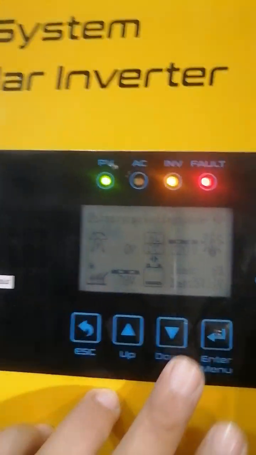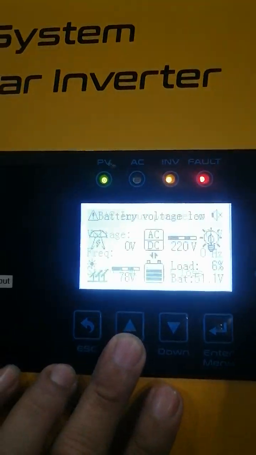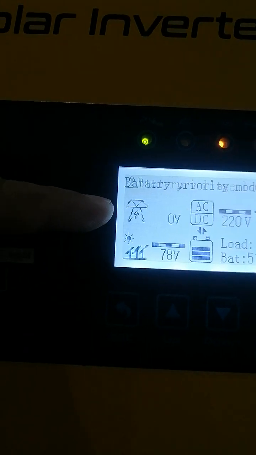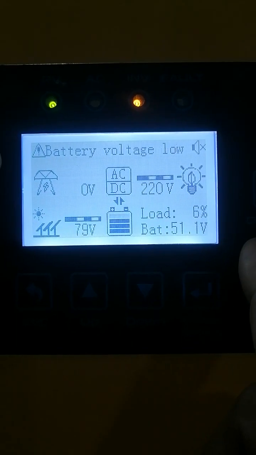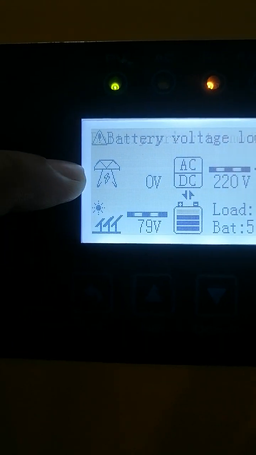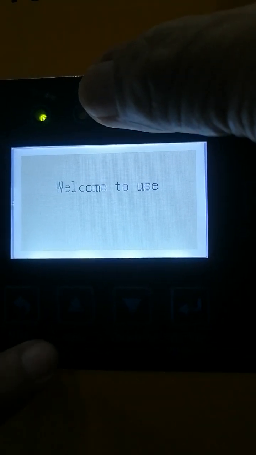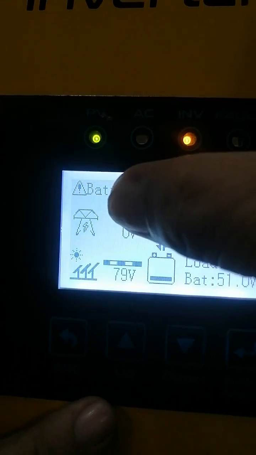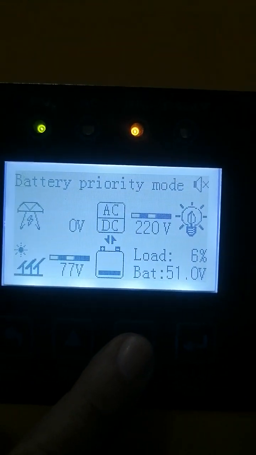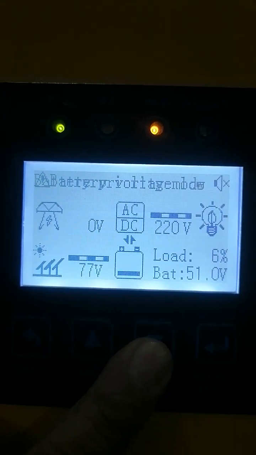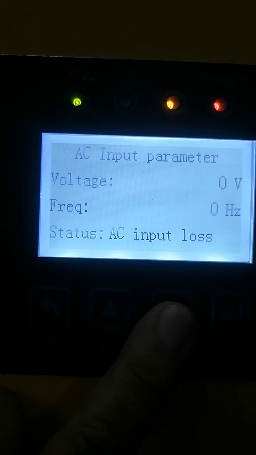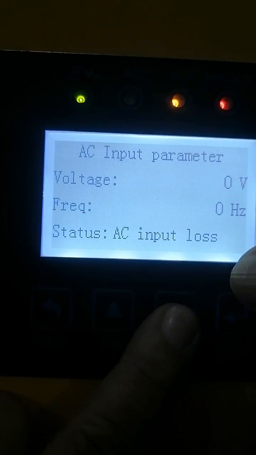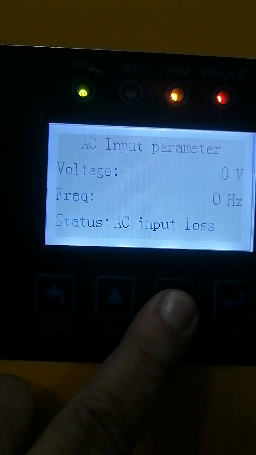Right now, it's working. It's 78 volts of battery, and the battery voltage is 51. The load is 6%. AC input is 0. AC input has no reading, no connection. AC input parameters, voltage is 0, frequency is 0 because the status of input is lost.